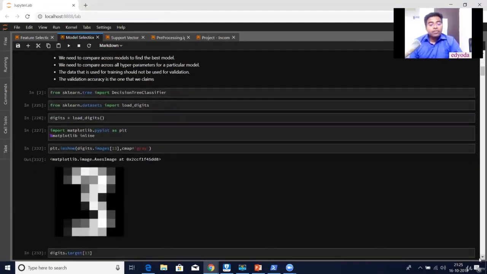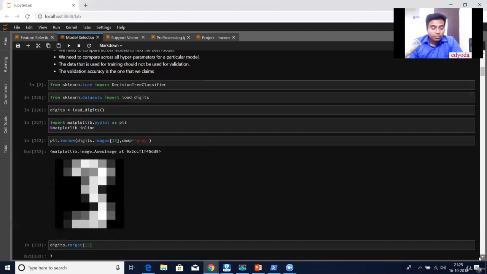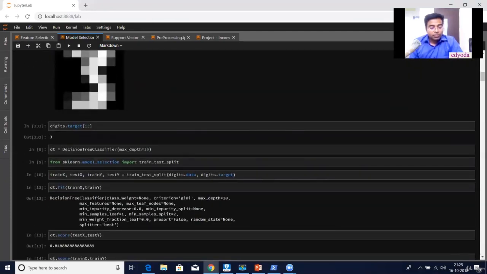We have a simple decision tree here that we'll use, and we are loading MNIST data, load digits. This is how 3 would be represented. We're trying to print the 13th data, and this is how it is, a 3. This is the data, this is the target. Let's first create a complex model: decision tree, and the maximum depth that you are configuring here is 10.